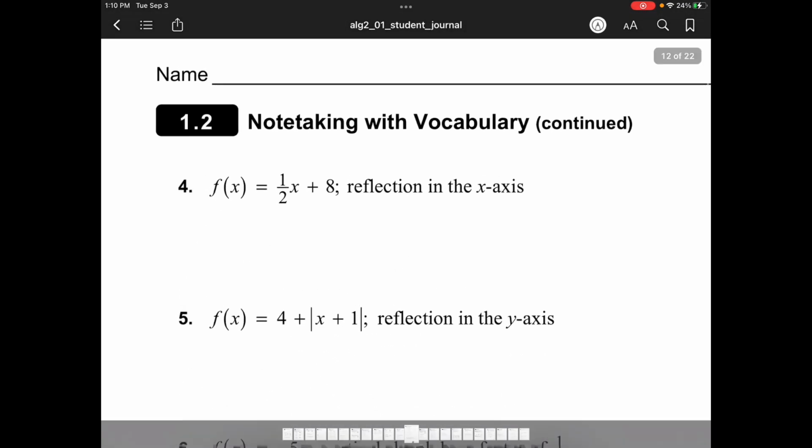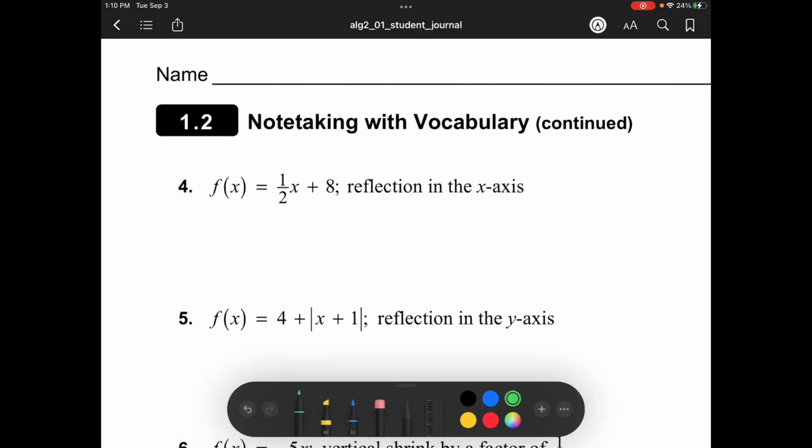Let's move on to the next one. This next one, I'm going to go ahead and write the rule here, is that we're going to be talking about reflections across the x-axis. So that is going to look like negative f of x. Okay, so this one is going to become g of x equals negative 1/2 x plus 8, right? Because remember, my f of x is this whole thing here, and I'm just multiplying it by a negative. And that is going to become g of x equals, using the distributive property, negative 1/2 x minus 8. Okay.